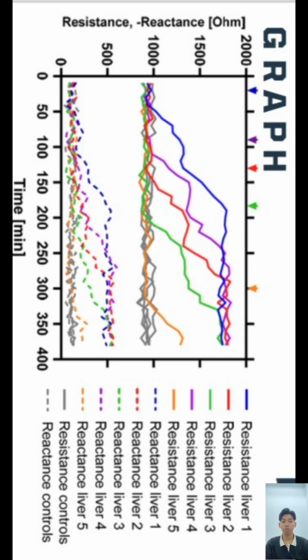This information can be used to develop new treatments for liver diseases. For example, if we can find a way to reduce the resistance of livers, we may be able to improve the flow of glucose to the liver and prevent damage.